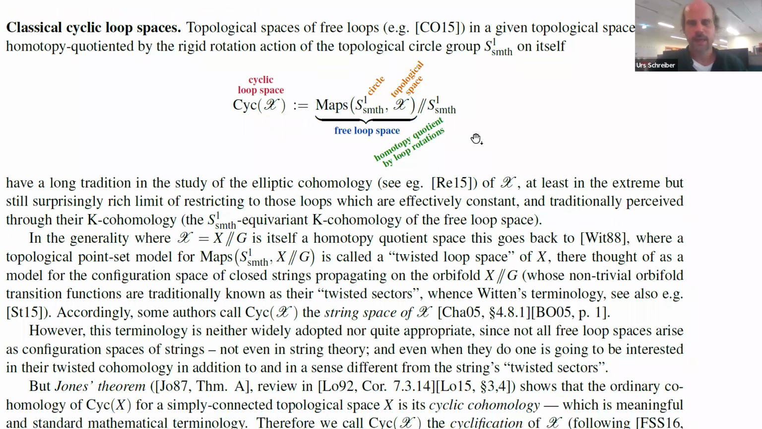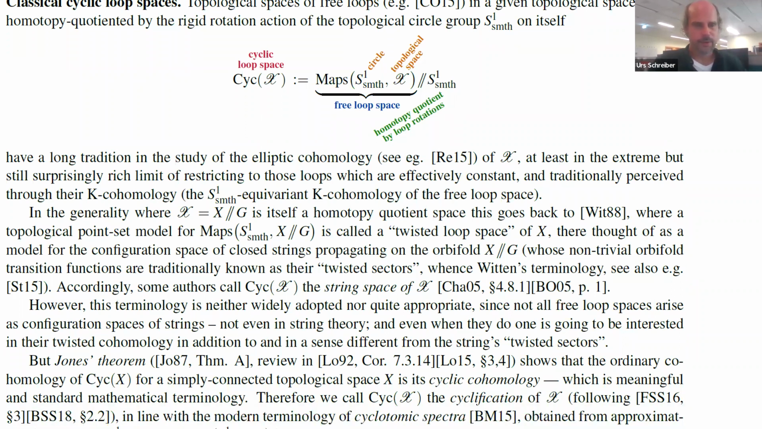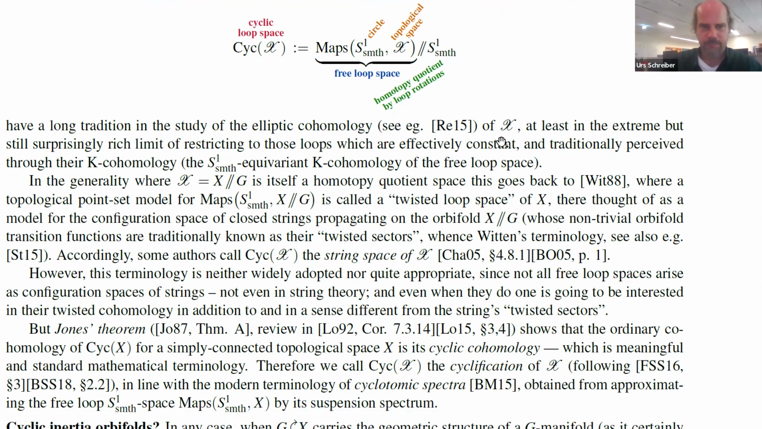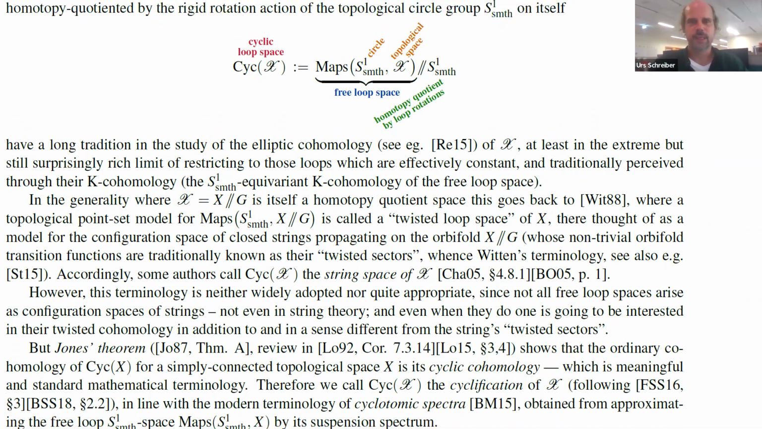But one can notice that if X here is a simply connected topological space, then there's a theorem by Jones, which is the analog of familiar theorems in algebraic geometry, which says that then the ordinary cohomology of these homotopy quotient free loop spaces is actually the cyclic cohomology of the original space X. And that motivated us some time ago when we started running into these things in the analysis of brane charges in string theory. We started calling these spaces cyclic spaces, or the cyclified loop space, or the cyclification.